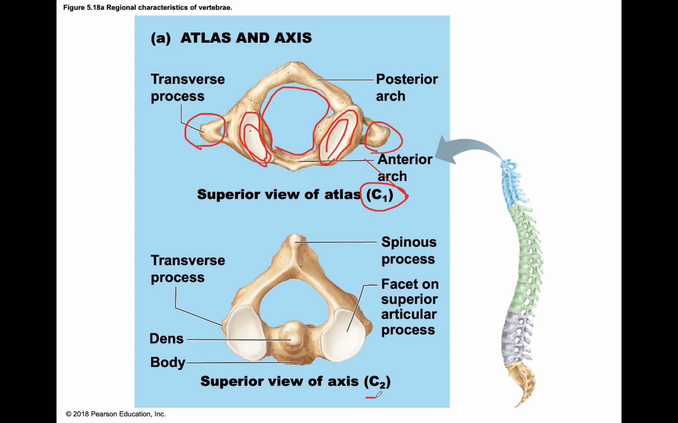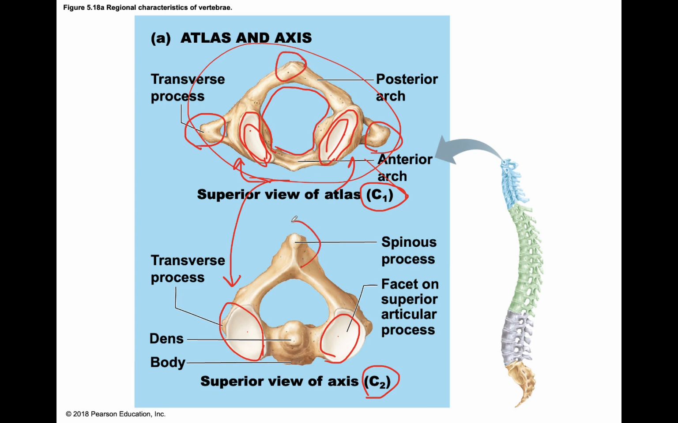Then you have C2. We call this the axis. You have, again, really smooth superior facets, and these superior facets bind to the inferior facets of this one. That means this vertebrae sits on top of this vertebrae. I want you to notice that the spinous process here is really small, and here it starts to get longer. That's going to be true as you get lower and lower. These spinous processes get longer and sharper as you go down the thoracic vertebrae.